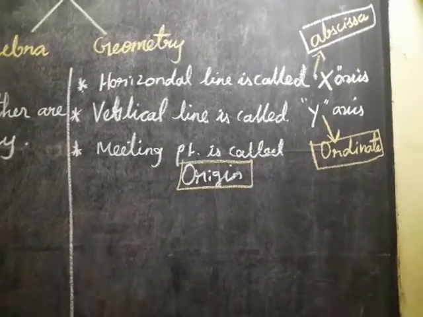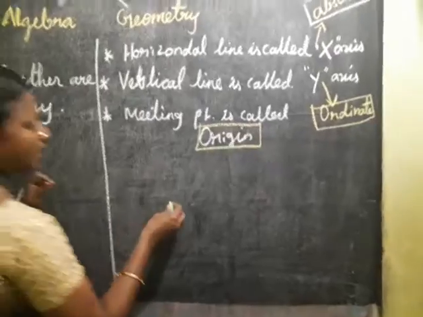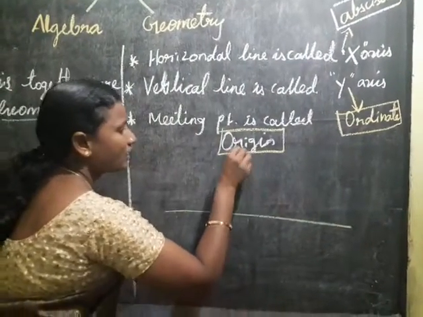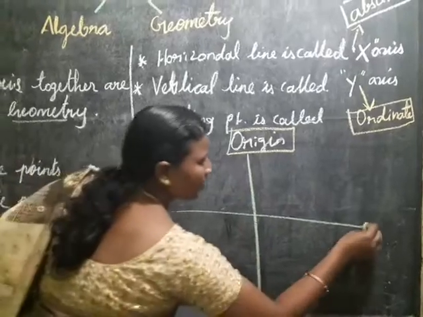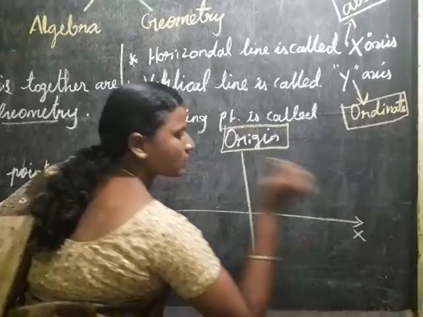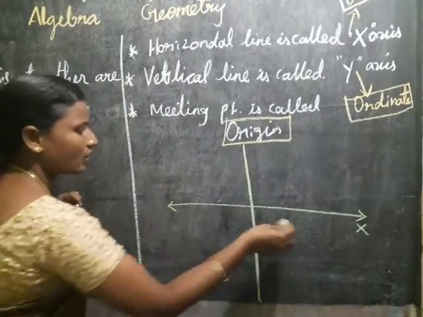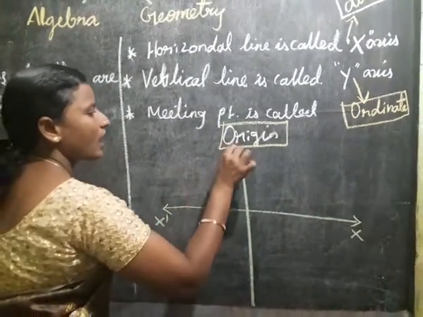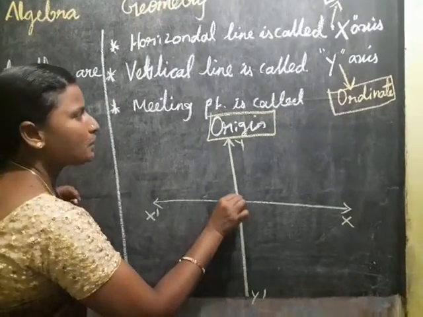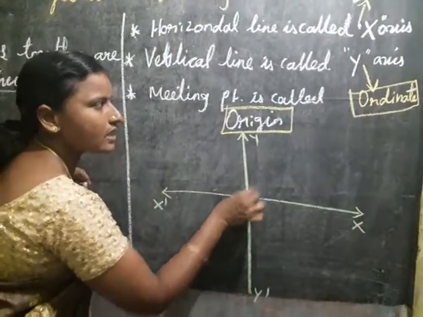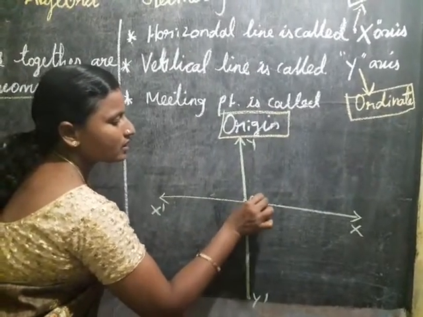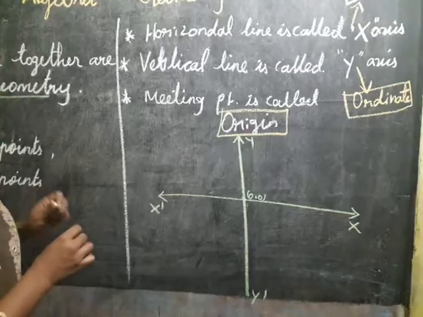Shall we draw the x-axis and y-axis? This sleeping line is called the x-axis. So X dash and Y dash. This meeting point is called the origin. So (0, 0) is the origin.